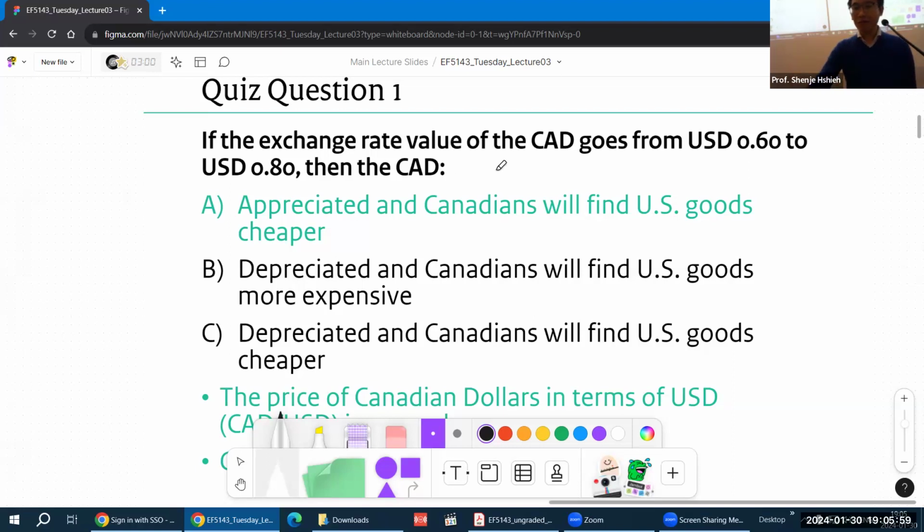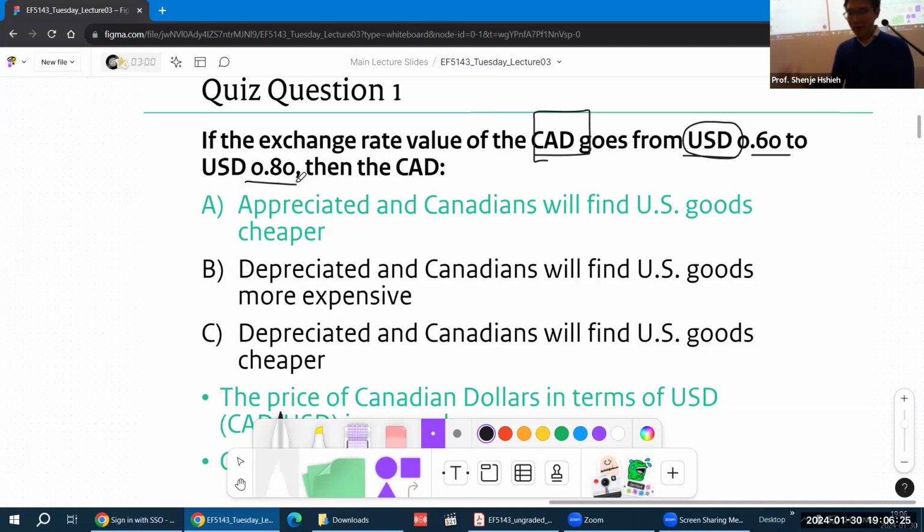Just based on what was written here, we know that we're talking about the value of the Canadian dollar, which is the denominator. That's the foreign currency we're thinking about. And the numerator is therefore USD, so the domestic currency is the US dollar. So the price of a foreign currency goes from 0.6 to 0.8, which means that the underlying asset has gotten more expensive.